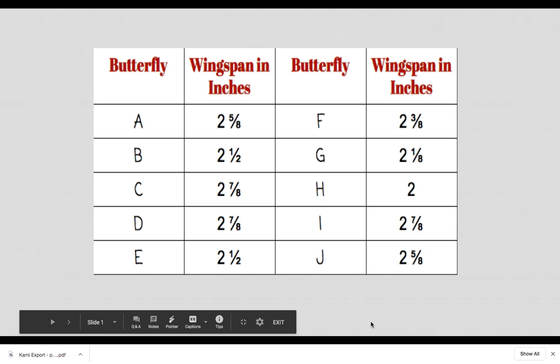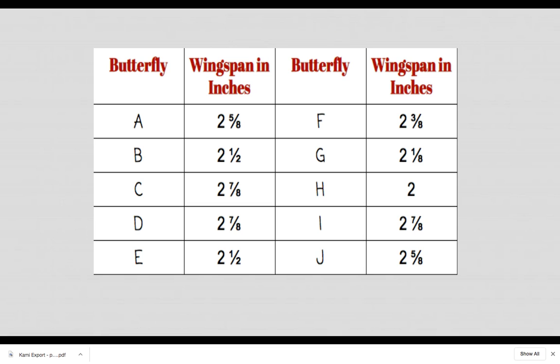Green group, we're going to go back to line plots. This is going to be your assignment today. So you're going to be getting a data chart such as this, and you're going to be creating your own line plot today based on the information that you see. We're going to use this as an example.